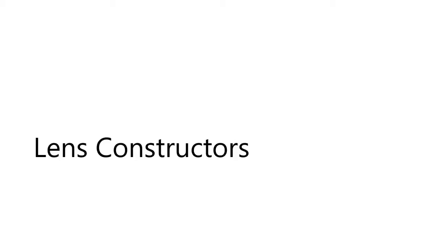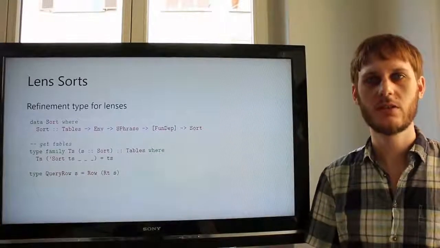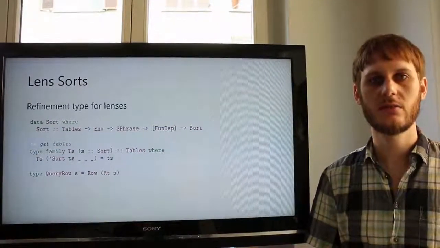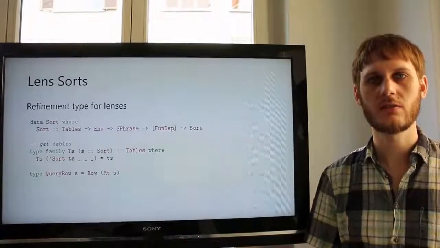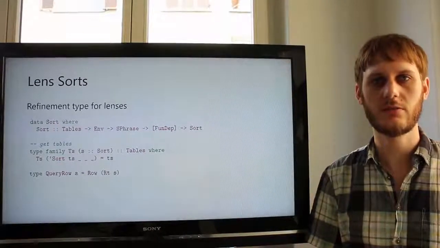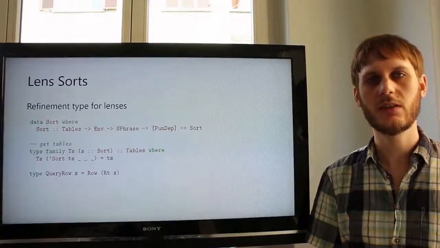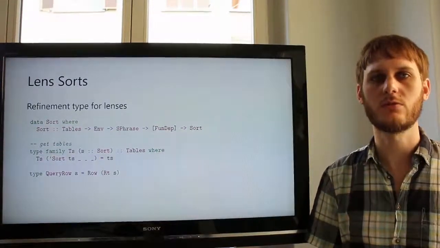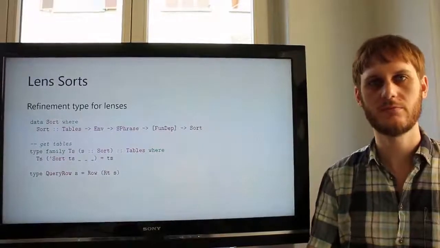We will now look at how the lens data type is defined. We start with the lens refinement type, which we call the lens sort. The lens sort has 4 components: the set of tables used, functional dependencies and predicates that apply to the view, as well as the record type. We define individual accesses for each component, and also make use of helper functions such as query row that return the record type.